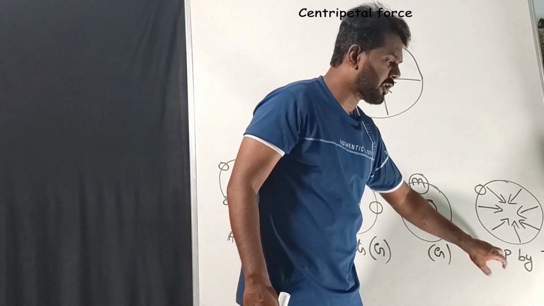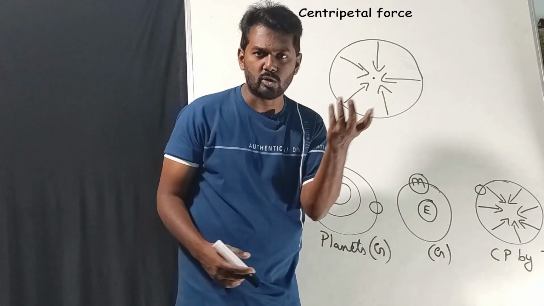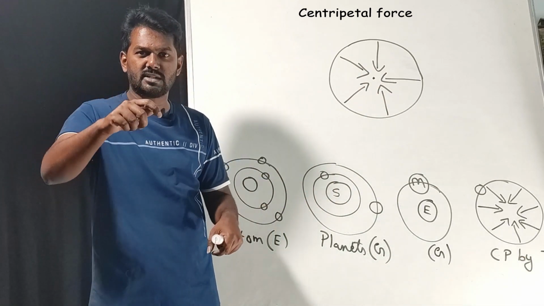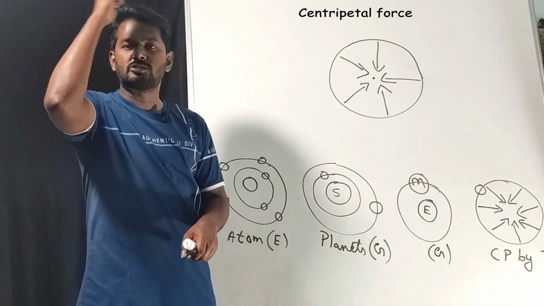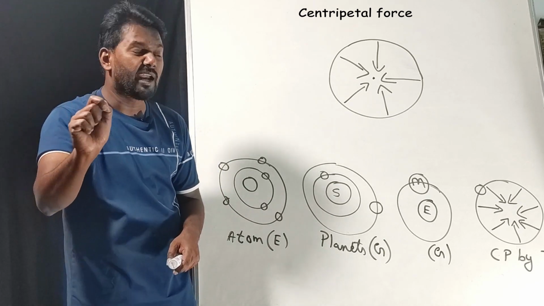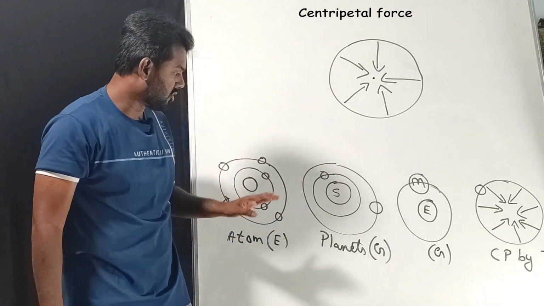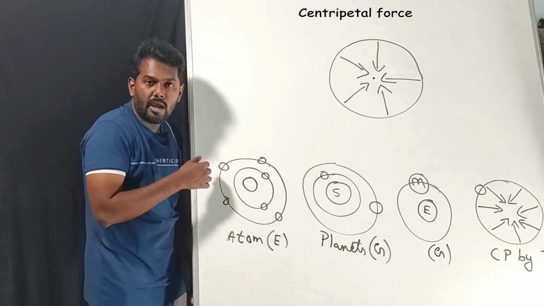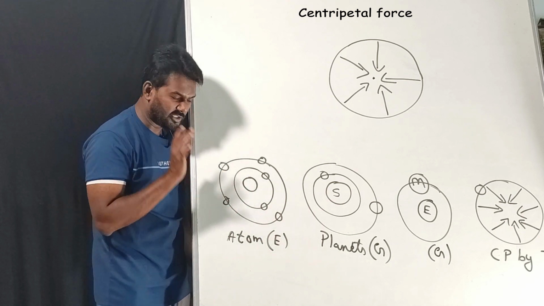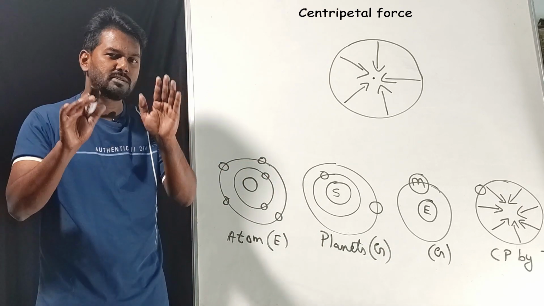Next one, centripetal force created by tension. Tension of the string. Assume there is a stone. You have attached a stone to a string, and if you rotate it, the stone will keep on moving in a circular path. That centripetal force is created by the tension of the string. So you need to know a few things: the examples, and what kind of forces are created by which one. If you know all these things, then I think you have understood everything about centripetal force.